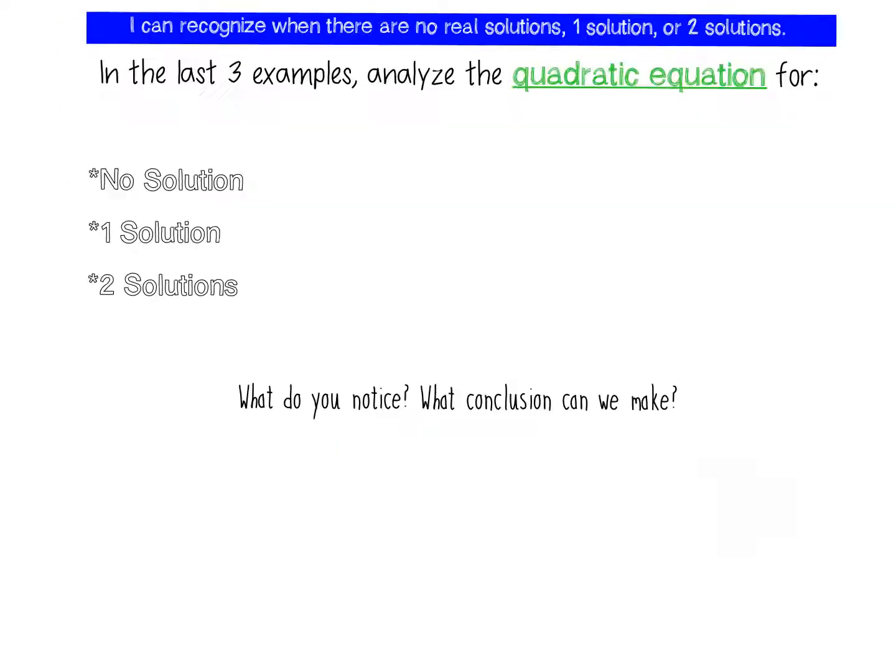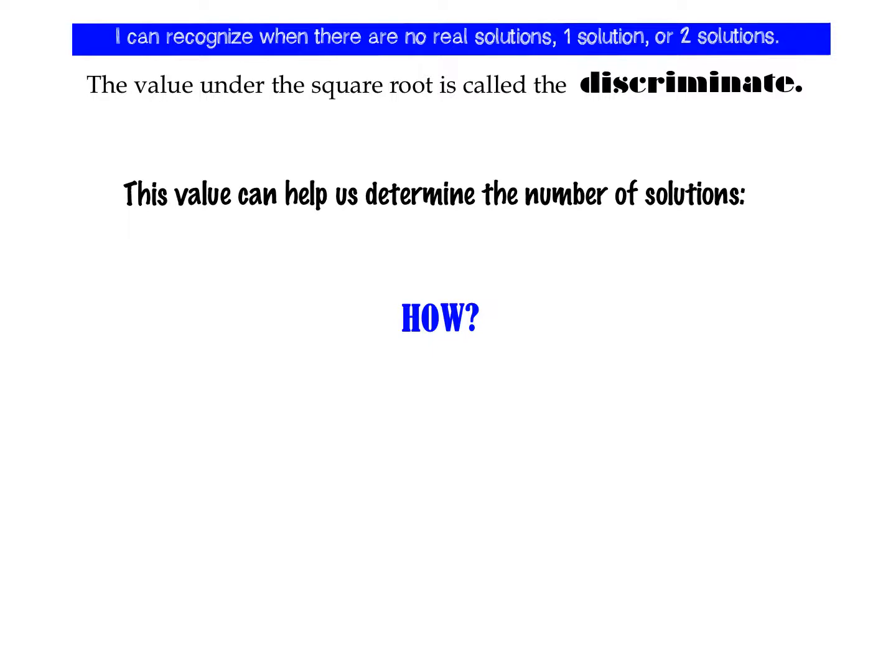So in the last 3 examples, I want you to analyze the quadratic equation for the no solution, the 1 solution, and the 2 solutions. When did we have no solution, when did we have 1 solution, and when did we have 2 solutions? So what conclusions can we make? We call that value under the square root the discriminant.